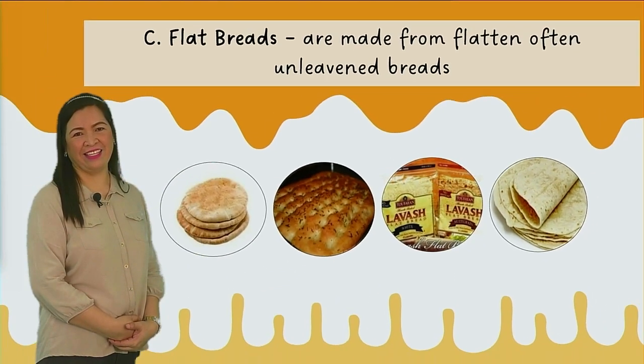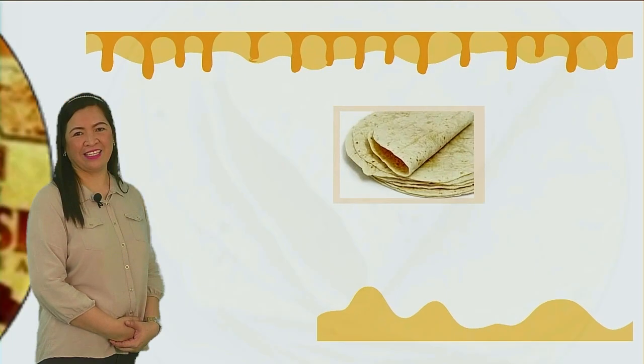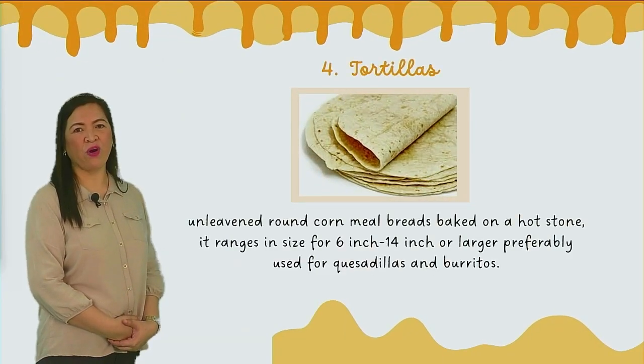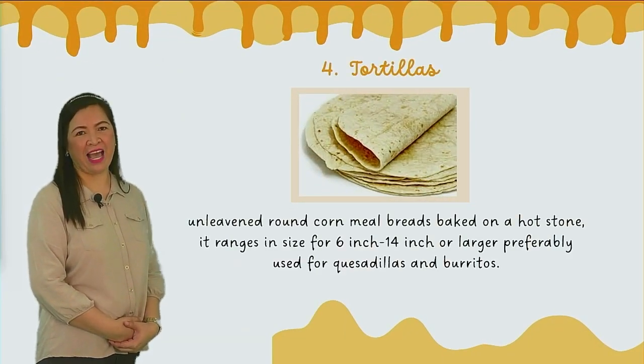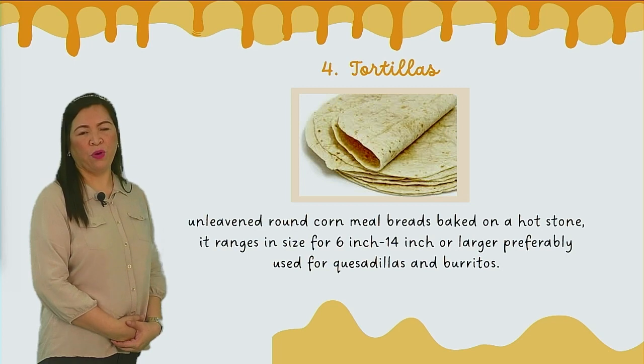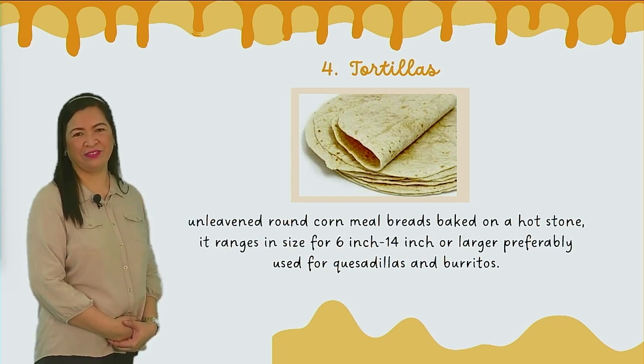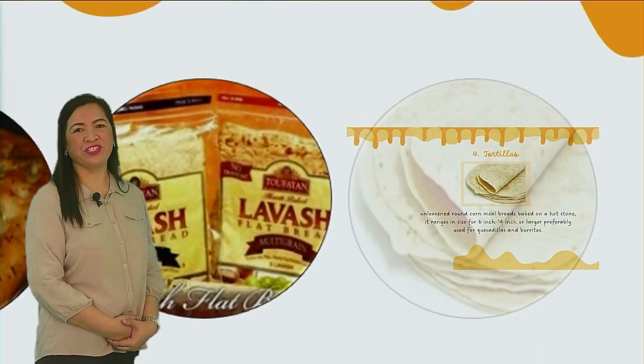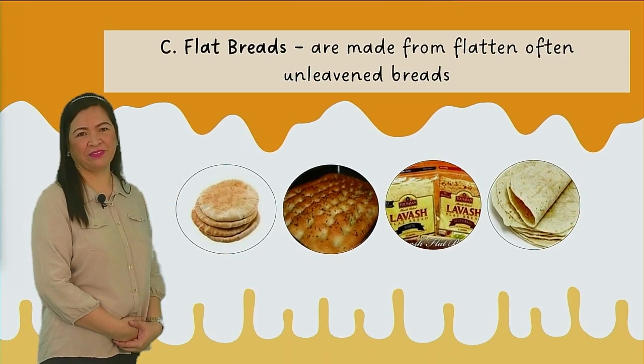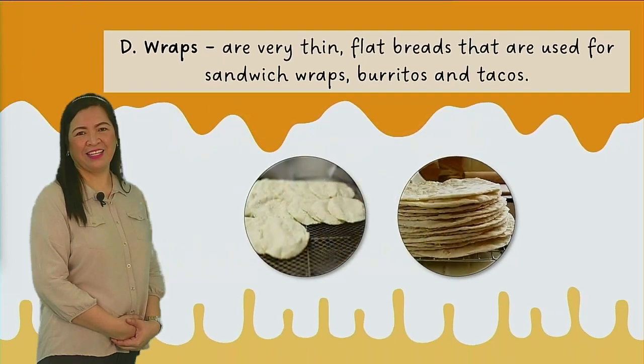And lastly is tortillas. These are unleavened round cornmeal breads baked on a hot stove. Their sizes may range from 6 to 14 inches or larger, which are preferably used for quesadillas and burritos. Another type of breads are wraps. These are very thin flat breads that are used for sandwich wraps, burritos, and tacos.